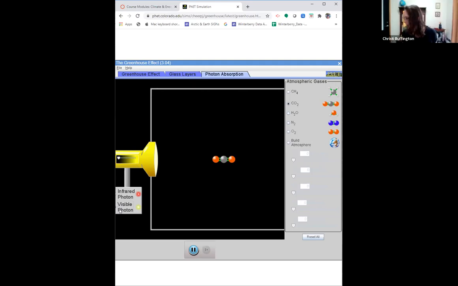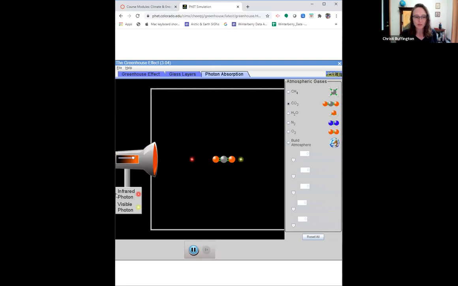So what do you think will happen? Okay, a lot of people are saying that it will move faster if we blast carbon dioxide with visible light. Is that true? Is carbon dioxide moving at all? It's not. Remember, visible light in the Earth's energy budget passes right through our atmosphere. It's the Earth's surface that is actually so active in absorbing it and radiating it as heat.